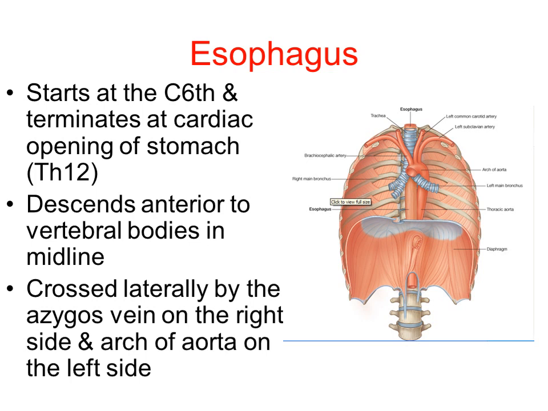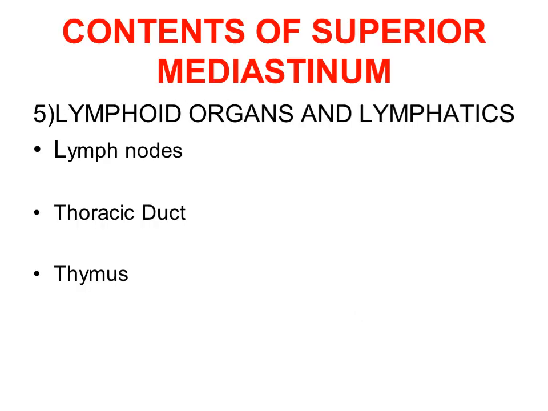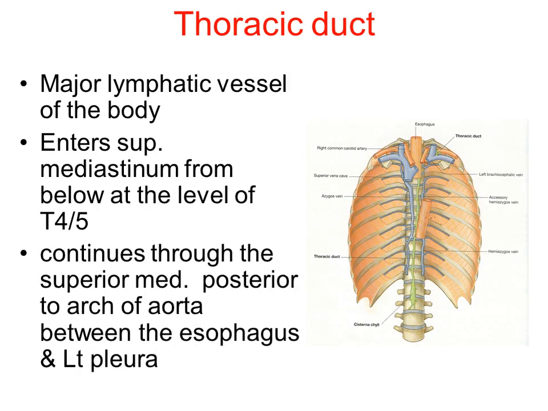Now in this diagram we can see that esophagus is not only confined to superior mediastinum, it is also the part of posterior mediastinum, or the content of posterior mediastinum. Now after the tubular structures, we have the lymphoid organs as the content of superior mediastinum. They are lymph nodes, thoracic duct and thymus.